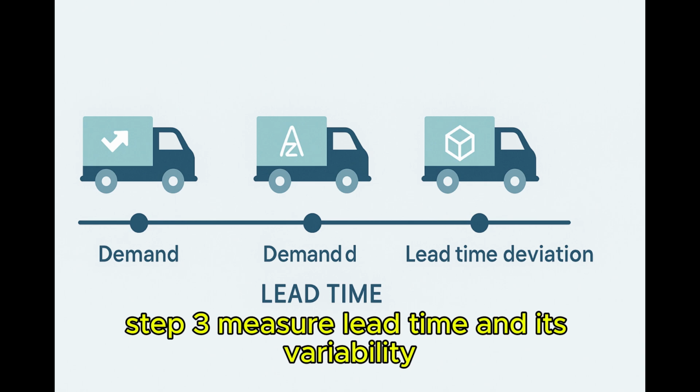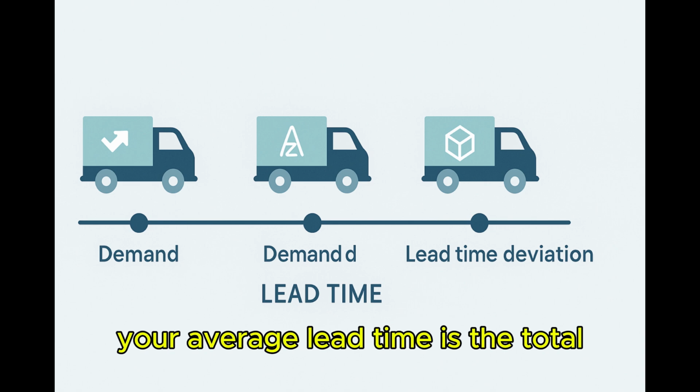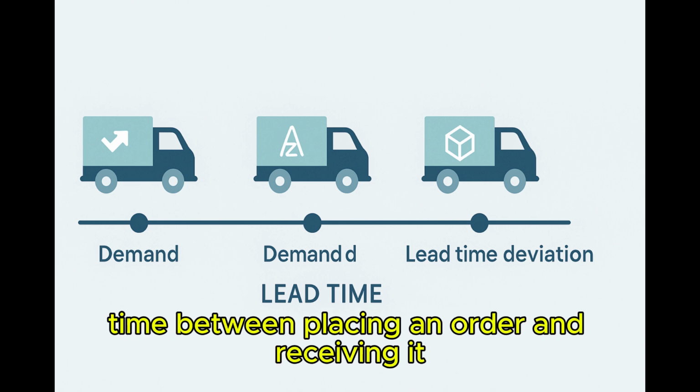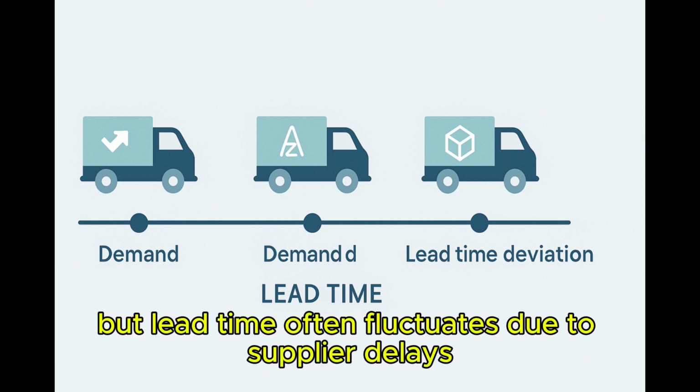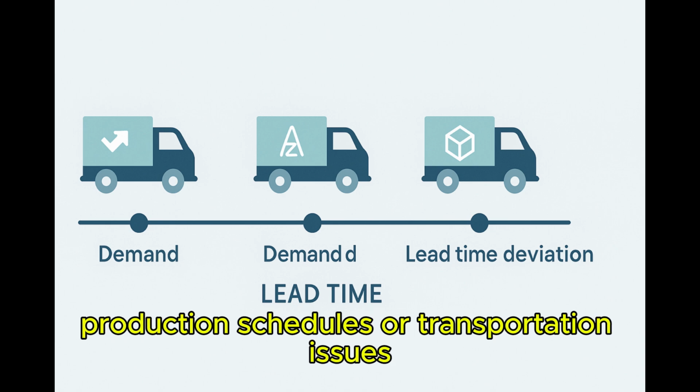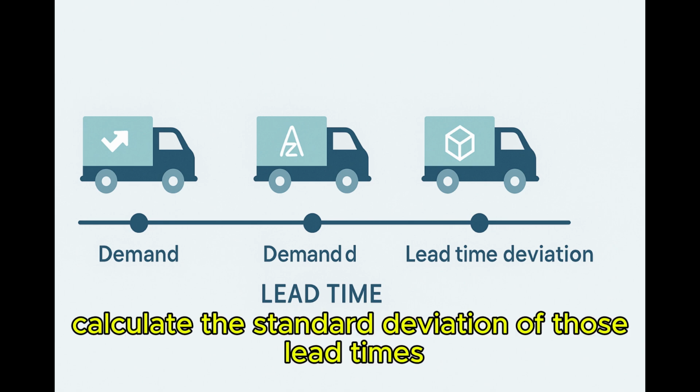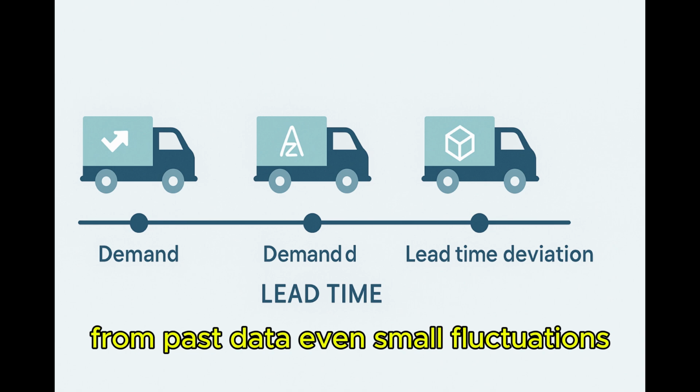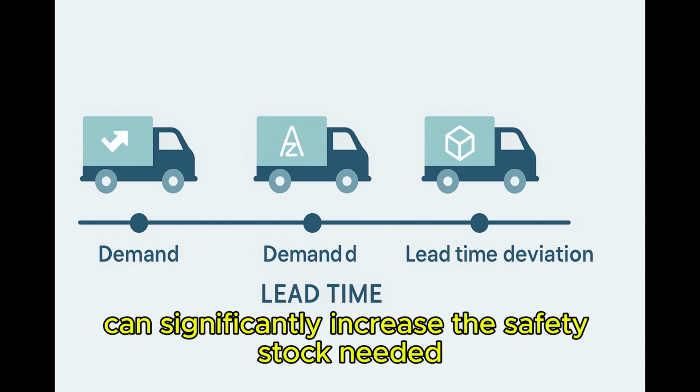Step 3. Measure lead time and its variability. Your average lead time is the total time between placing an order and receiving it. But lead time often fluctuates due to supplier delays, production schedules, or transportation issues. Calculate the standard deviation of those lead times from past data. Even small fluctuations can significantly increase the safety stock needed.